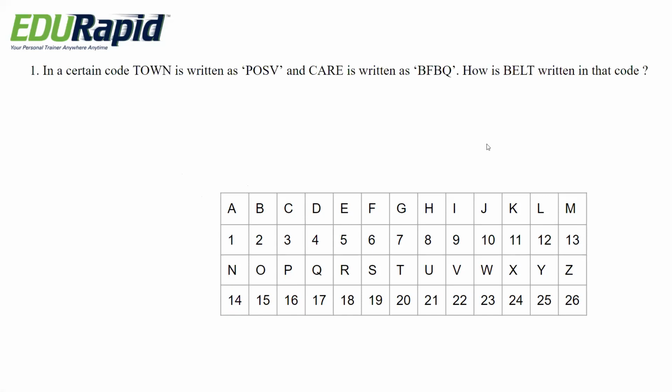In a certain code, TOWN is written as POSV, and CARE is written as BFBQ. Similarly, how is BELT written in that code language? Options are FUAK, DSCM, DSAK, FUCM, none of these.